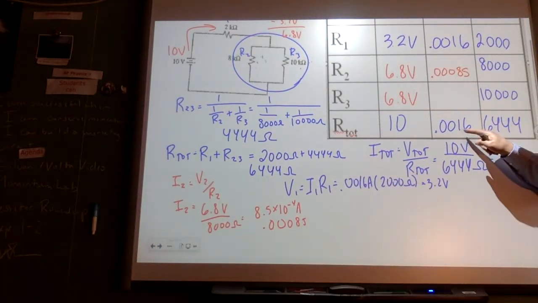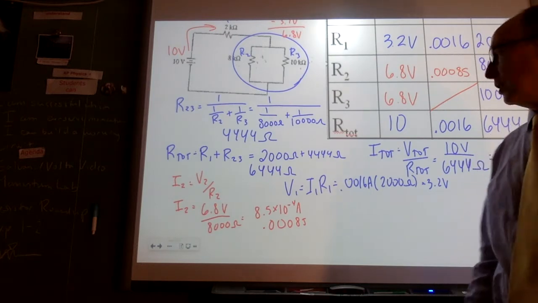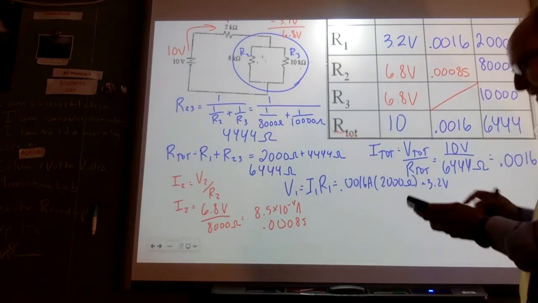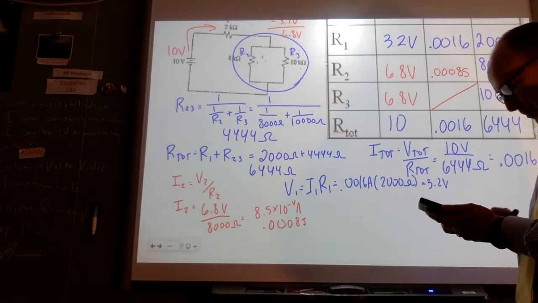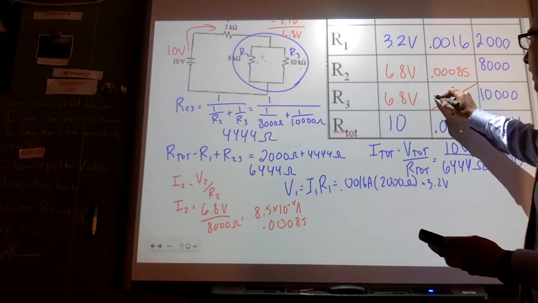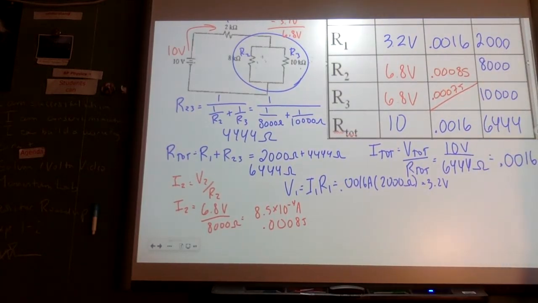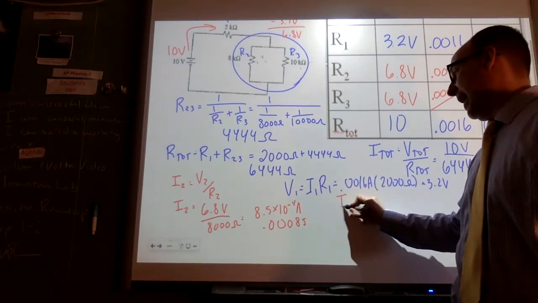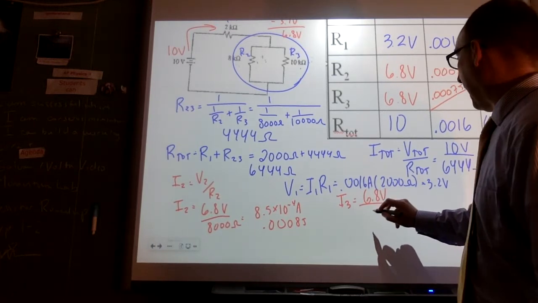And then I know that this has to be made up of this and that, right? Our current has to be conserved. So if I take that minus that, I get 0.00075, or I can say that I3 is going to be V3 divided by R3.